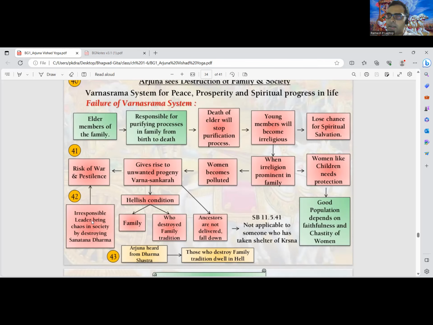And so he says that there will be no chastity of women. So there will be a lot of instability. He describes here the hellish conditions of the family. Ancestors will not be delivered, which we spoke about. And then elders will not be there, women will be polluted, and so there are so many things he thinks of.